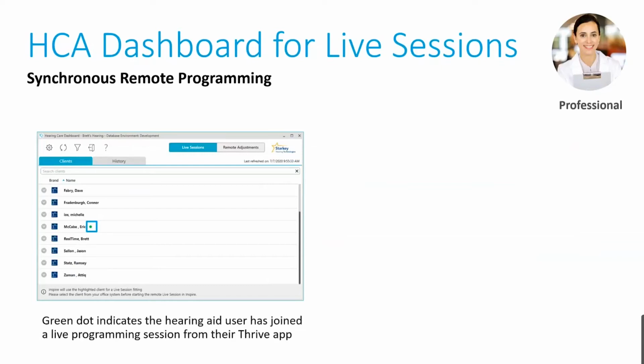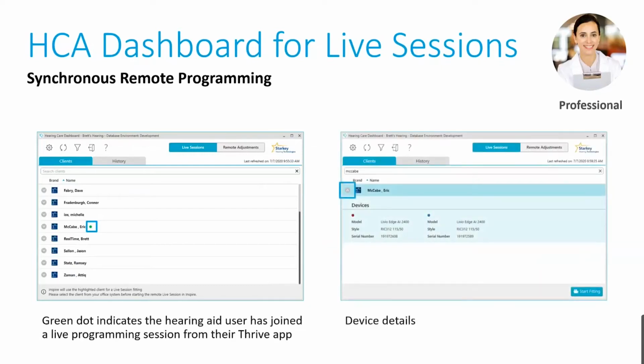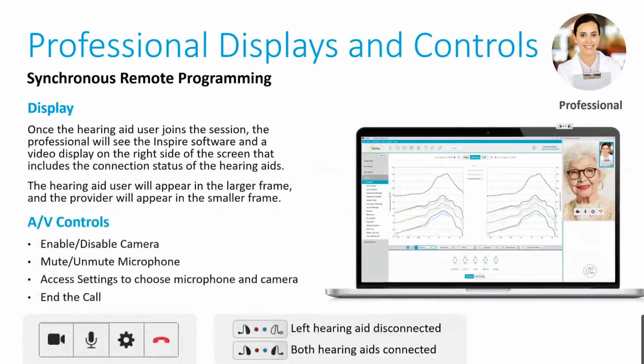If you then click on that arrow next to the patient name, it will give you the specific device information as far as what they're wearing, serial numbers, and so forth. And when you're ready to begin, you'll simply click Start Fitting to open up the session. Now, what it will do is open up the Inspire programming software, and to the right of it will be that audio visual link so that you can have a conversation with your patient about what their issues are so that you can go ahead and continue with the programming adjustments.